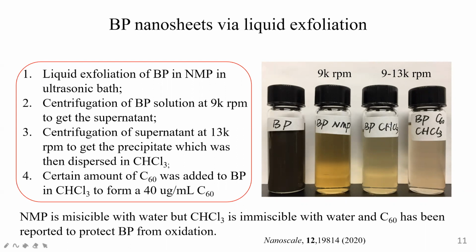In order to replace the solvent, the supernatant of the second vial is centrifuged again at higher speed in order to get the precipitate. The precipitate was then dispersed in chloroform. So that's how we changed the solvent. And we also added a certain amount of fullerene to the BP solution in chloroform, since fullerene has been reported to protect black phosphorus from oxidation.